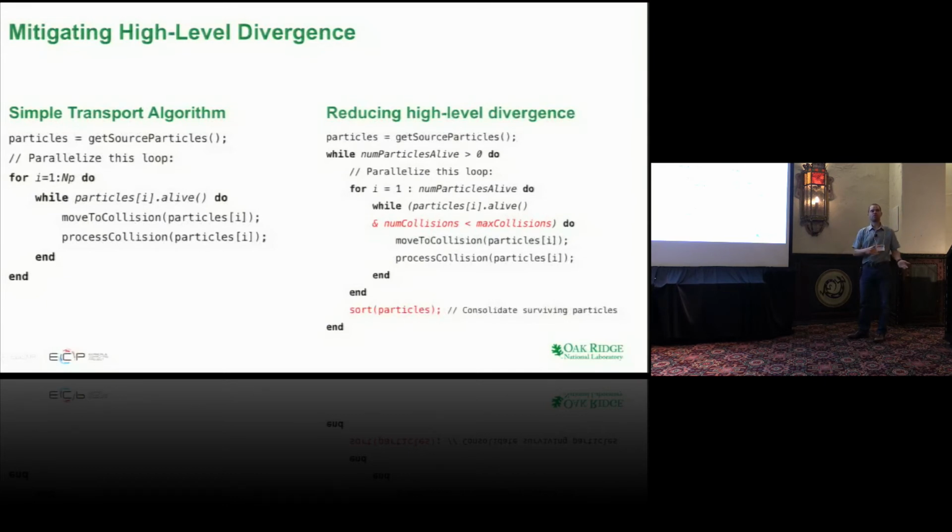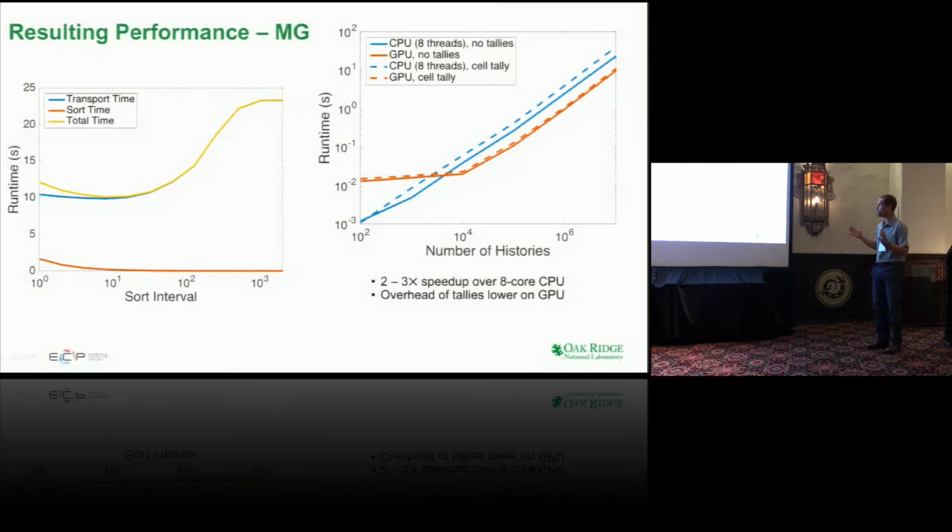Let's not sort after every event, but sort after a certain number of collisions or a certain number of events, just to improve occupancy and keep things in memory so that the warps have more things to work on at every given step. In doing so, we've seen a significant, and significant is in the eye of the beholder, performance gain from the GPUs compared to just running straight multi-threaded on a node.